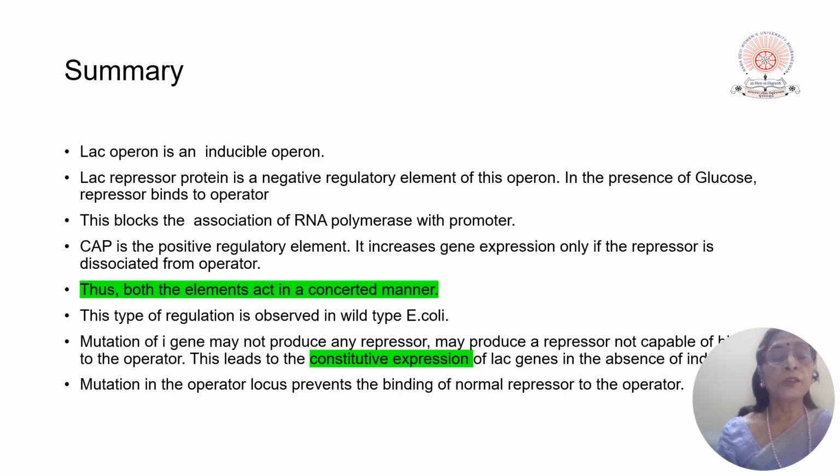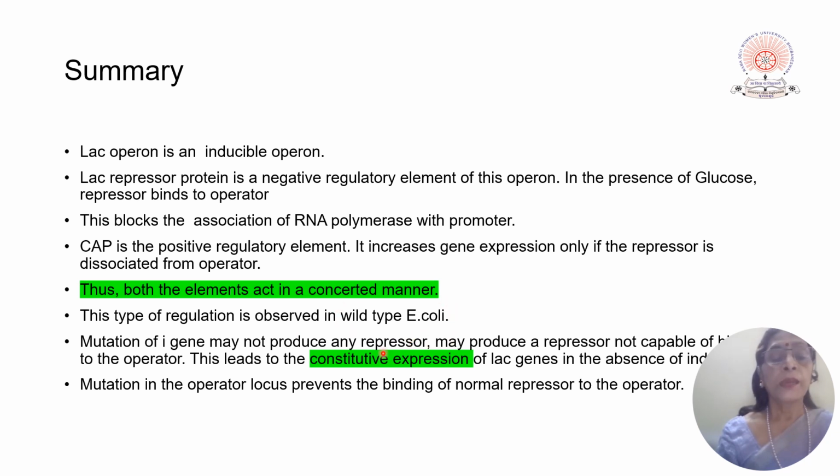Lac operon is an inducible operon, and it is under the control of the negative regulatory element, that is the repressor, and the positive regulatory element, that is CAP. The negative and the positive regulatory elements act in a concerted manner. CAP is a positive regulatory element, but it will increase the gene expression only if the repressor is not associated with the operator. So this is called concerted operation of the lac repressor and the CAP. And this type of gene regulation is found in the wild type E. coli.